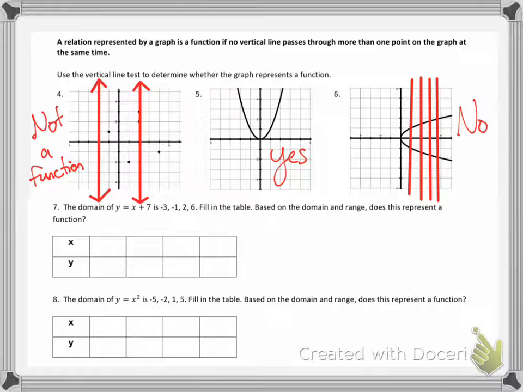So those are the different ways you can identify if something is a function or not. Tables, list of ordered pairs, graphically, etc. 7 and 8 are pretty redundant without the graph here, but it's just emphasizing, is this a function or not?